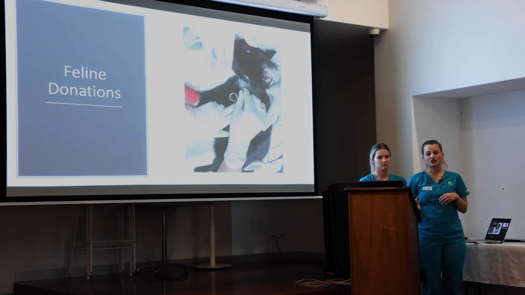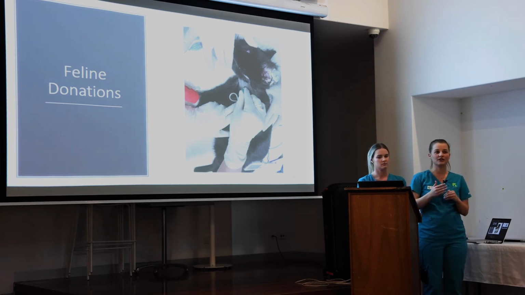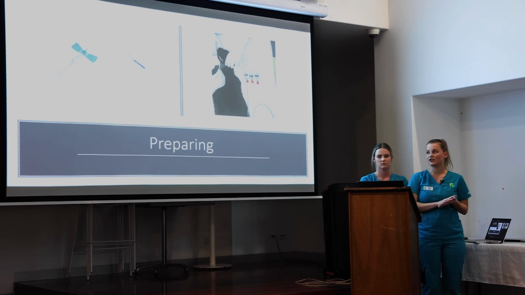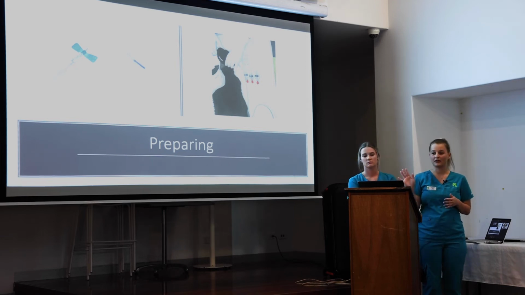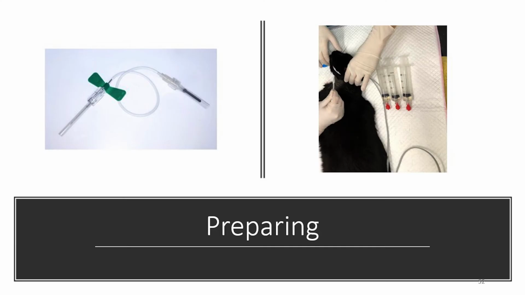Your second procedure nurse also needs to ensure that they are slightly agitating those syringes, just mixing the whole blood and CPDA throughout the actual extraction. To prepare for a feline donation, you'll require a 21 gauge butterfly needle, syringes filled with your ratio of 1 ml of CPDA to 5 to 7 ml of whole blood that you're expecting to put into that particular syringe.